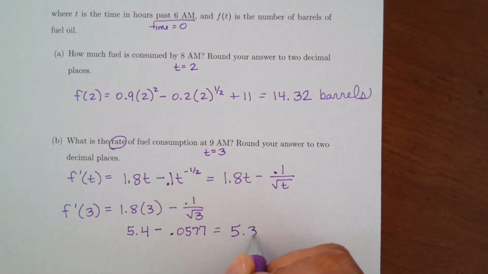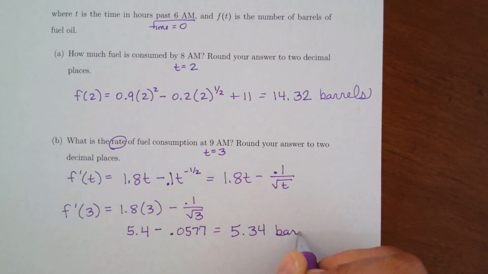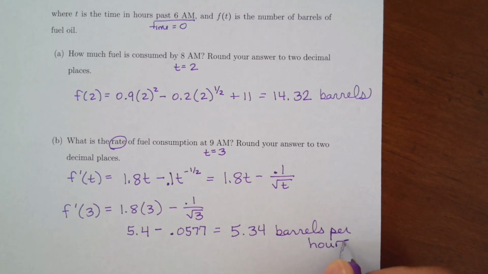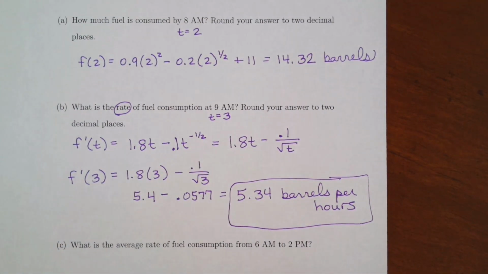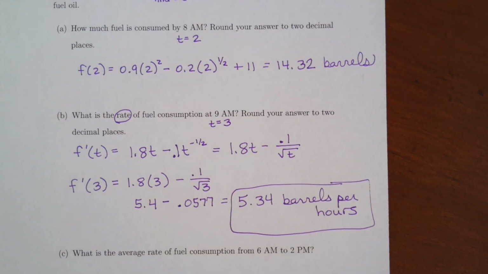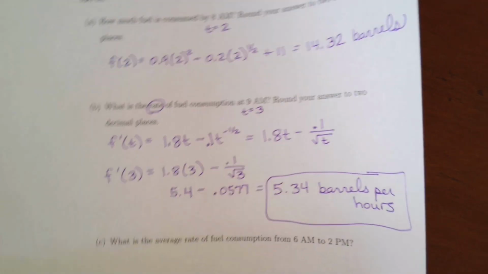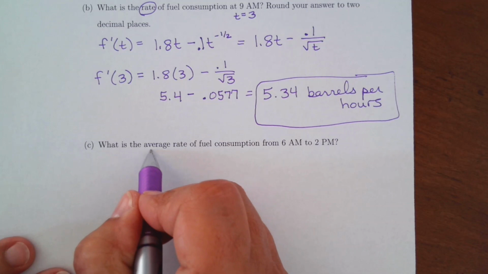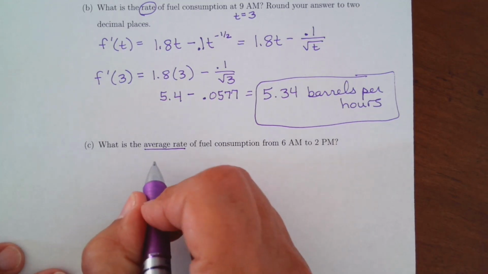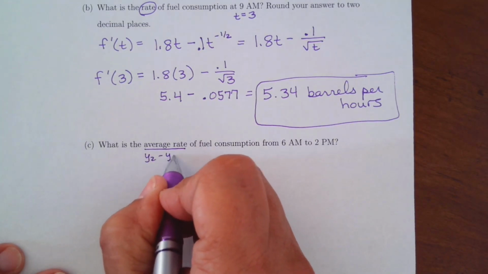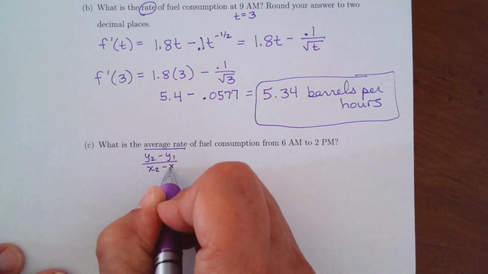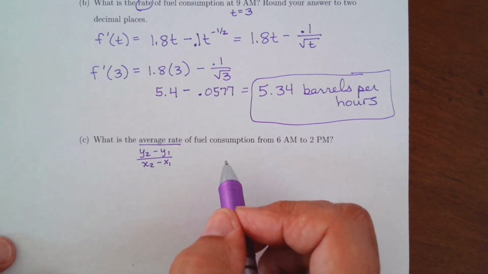So 5.34, this would be barrels per hour. Okay, that's a rate. It's not barrels, it's a rate. All right. Now the last part of this says what is the average rate? So that's a slope formula. Okay, that's the y2 minus y1 over x2 minus x1. Average rate means we have two values going on.